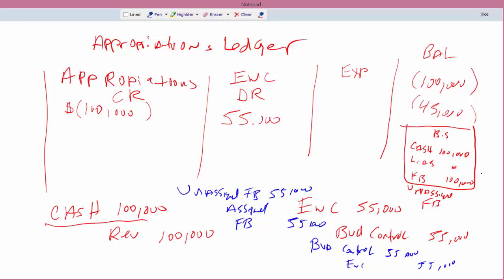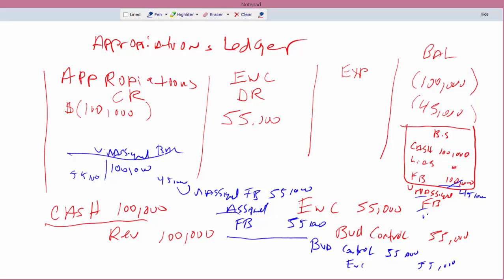On what planet? Guys, come on now. Unassigned, I just told you was what? $100,000 over here, right? I just told you the unassigned was $100,000. And I just did what? I just debited it for $55,000. What's the balance in here now? $45,000 is the balance, right? So my unassigned is how much? What? $45,000 is the unassigned.